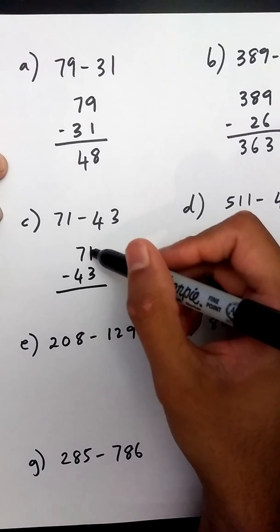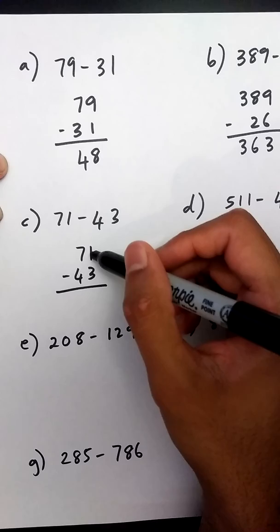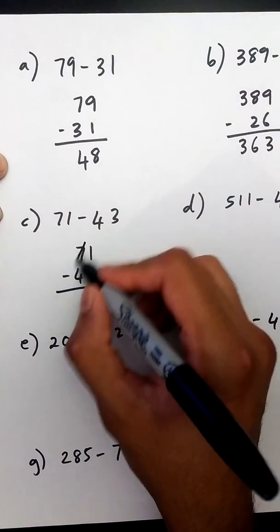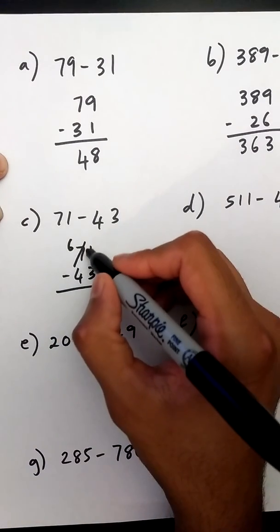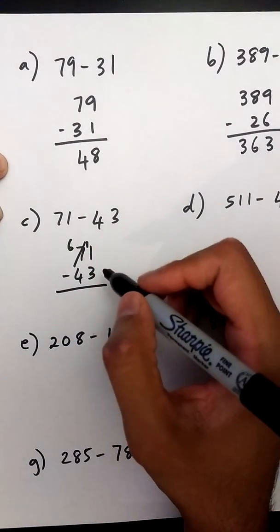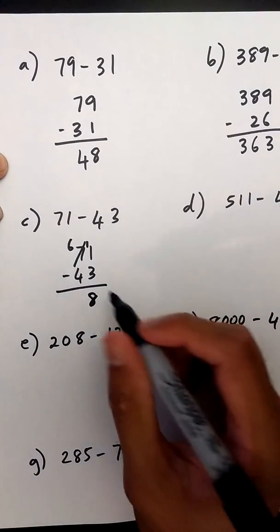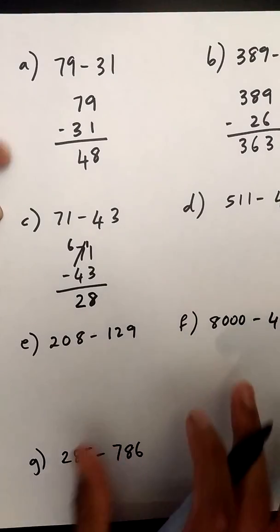Sometimes when we're subtracting, the number on the top is less than the number on the bottom. So when this happens, we always have to borrow from the next number. So in this case, I'm going to cancel out that 7 and make it into a 6. I'm going to make this 1 into 11. So now I have 11 minus 3 gives me 8. 6 minus 4 gives me 2.